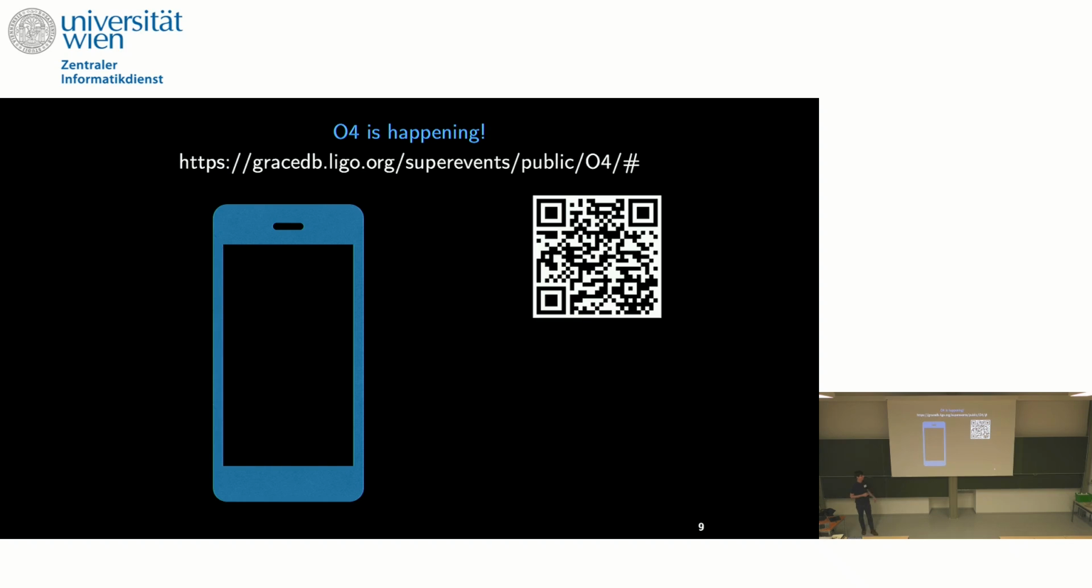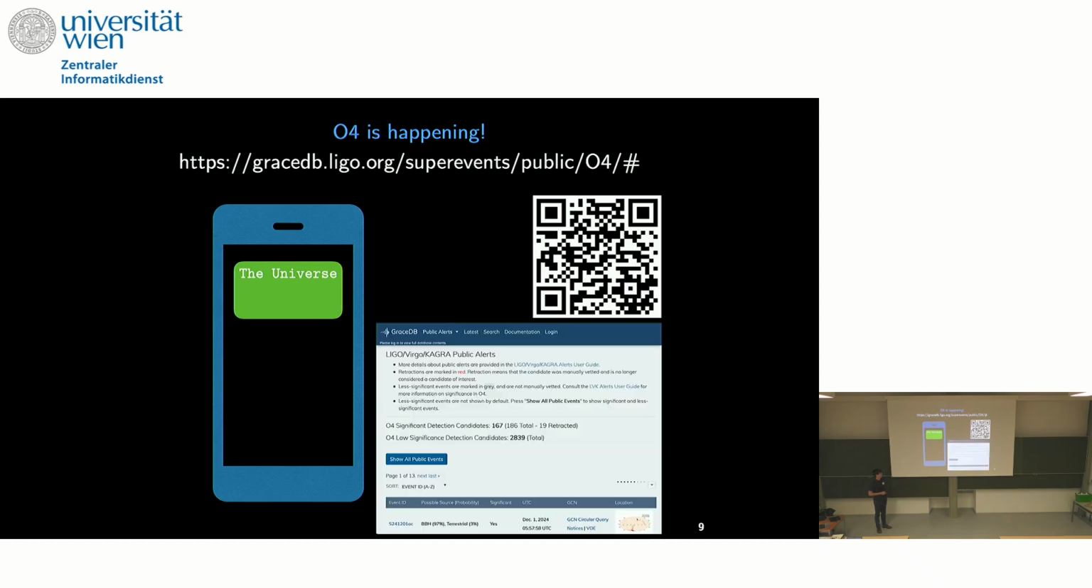If you scan this QR code, you can go to the public alerts, and then you can make a setting so that you get a message in your phone from the universe whenever there is a gravitational wave. And that's very cool. You can get up to the latest event. And if you go to this website, you will see something like the list of current candidates.